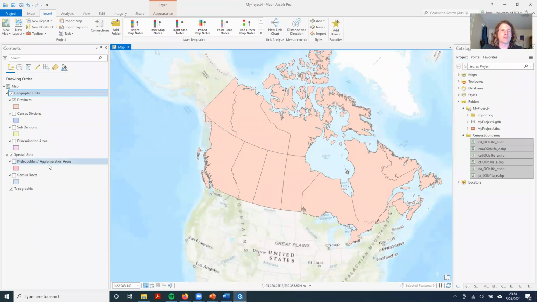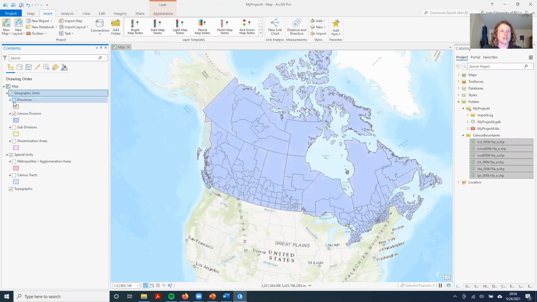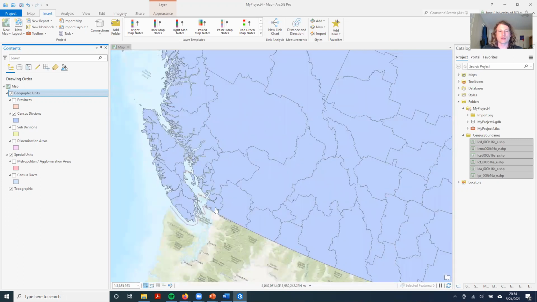So here I've got a map showing the geographic units, and then we'll look at some of the special units. So the largest unit is the provinces and the territories. Everyone's likely familiar with that. And then below that we have the census divisions. So you can see these break the country up into smaller bits, but they're still quite large. So if we zoom into BC, for instance, Metro Vancouver is one census division.